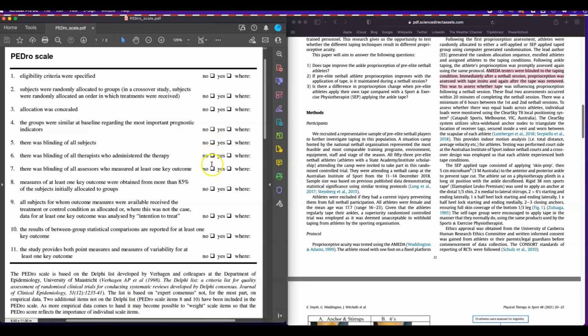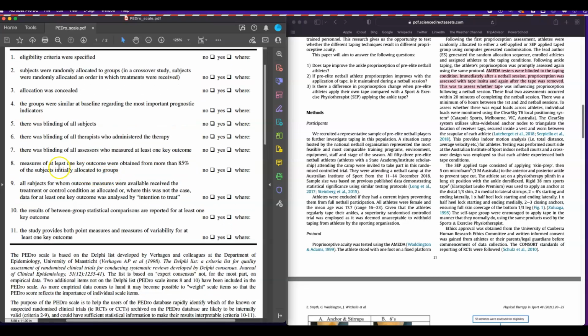6 would be a no, but 7 would be a yes. The assessors, the people taking the outcomes, were blinded. And to me, that's probably the most important of the 3, 5, 6, and 7, is that the person taking the outcome measure was blinded, so they wouldn't be biased, right, towards one treatment or another.